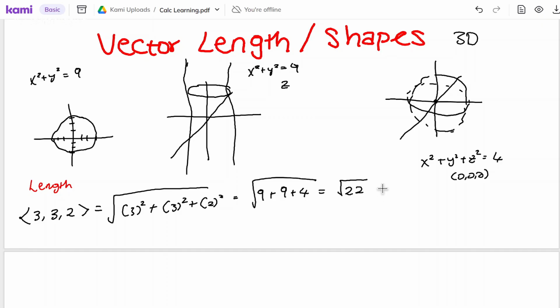Let's name the vector u. The notation is the absolute value of u, which makes sense since we're squaring the components and then finding the square root. And that's the notation to determine the length of a vector.